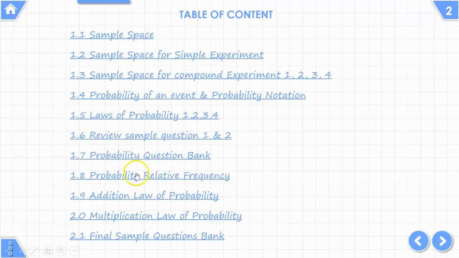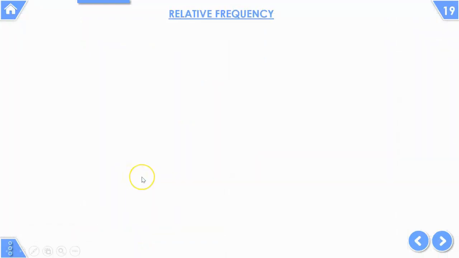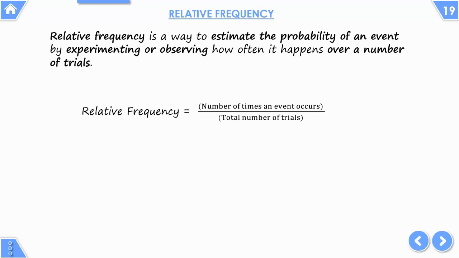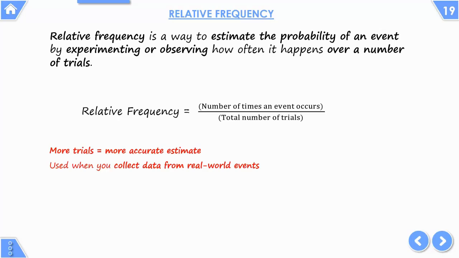Now, let's go quickly to relative probability. With relative probability, we are talking about ways of estimating the probability of an event by experimenting or observing how often it happens over a number of trials. So you do the experiment over and over again, and then observe what happens over the number of trials you've done. Relative frequency has a formula: the number of times an event occurs all over the total number of trials. The more trials you do, the more accurate the estimate.